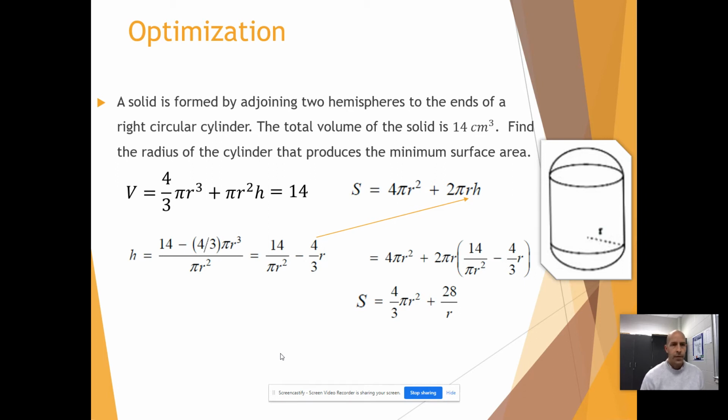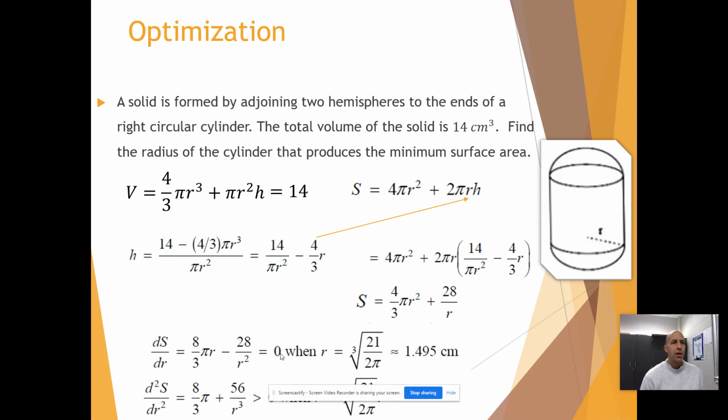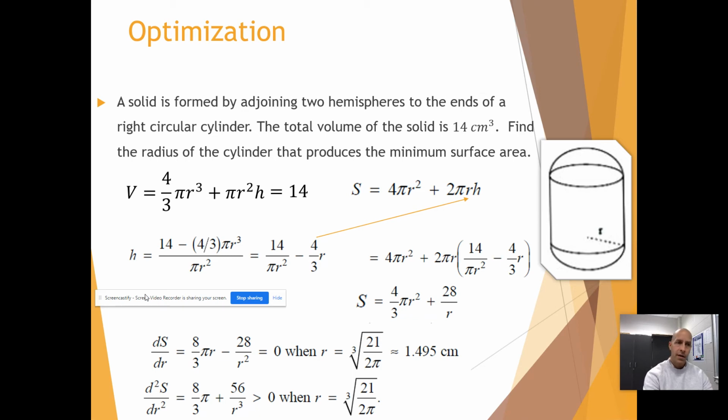r. Now we can go ahead and do the calculus portion of this problem, which is to take the derivative of S, which gives us 8/3 pi r minus 28 over r squared. We want to set that equal to 0 to look for critical numbers, and there's only one value of r for which that's true, that's positive, and it's roughly 1.495 centimeters.